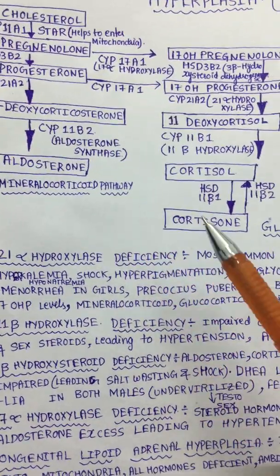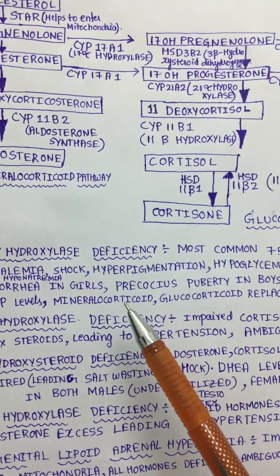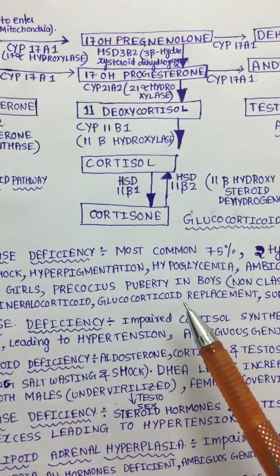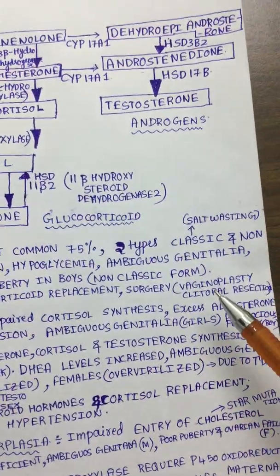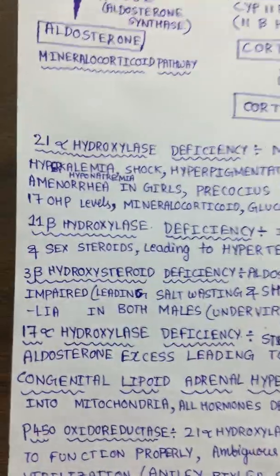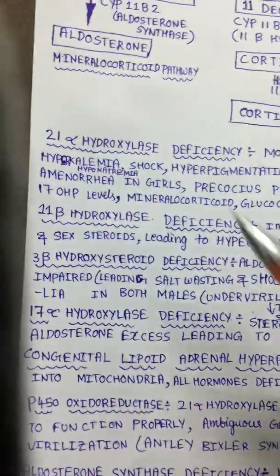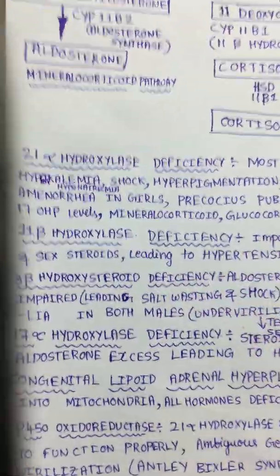Because mineralocorticoids and glucocorticoids are very less in this disease, mineralocorticoid and glucocorticoid replacement should be done, and surgery should be done for ambiguous genitalia, like vaginoplasty and clitoral resection. Okay, this is about 21 hydroxylase deficiency. This is the most common form of congenital adrenal hyperplasia. And we will go to 11 beta hydroxylase deficiency.